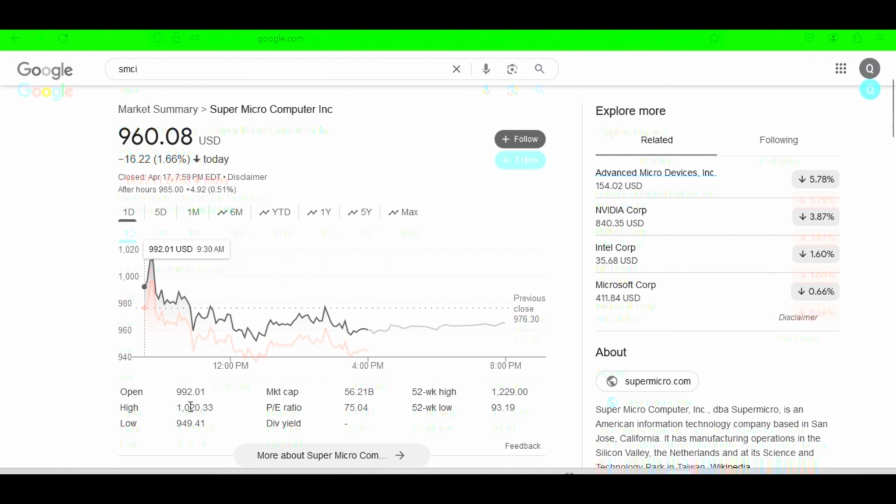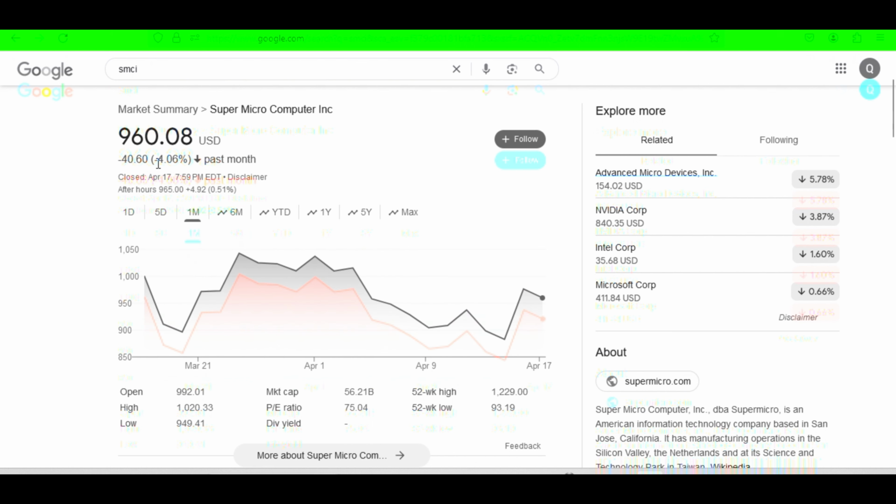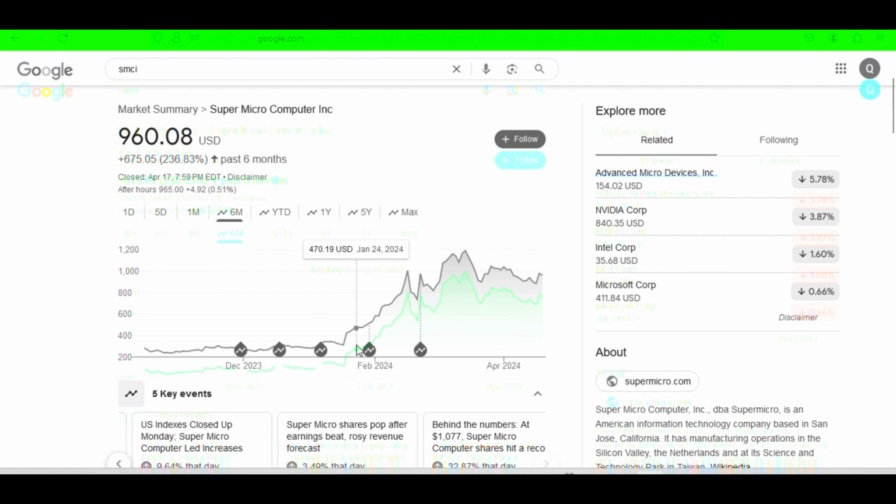SMCI opened at 992. It made a high of 1020. It made a low of 949 and it closed at 960. That is 1.66% down. And after hours, it's already up 0.5%. Last 5 days, SMCI is up about 5.44%. Last 1 month, it's down 4.06%. And last 6 months, it's up already about 236%.